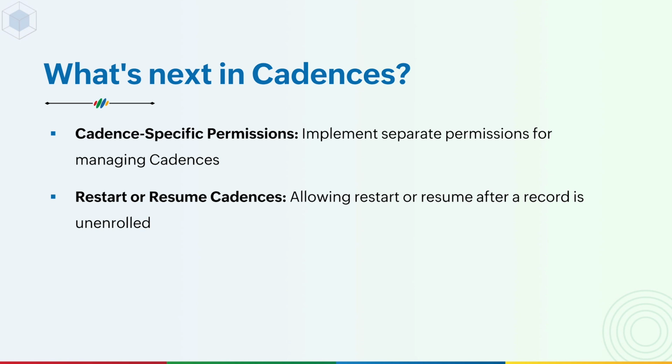Next, start or resume cadences. This allows you to restart or resume cadences after a record is unenrolled, whether the cadence was completed or stopped in between, providing flexibility and control over your follow-up processes. This will come in useful in scenarios where a record is temporarily removed from a cadence due to unforeseen circumstances, for example, a technical issue.